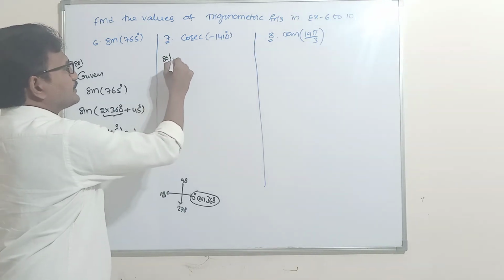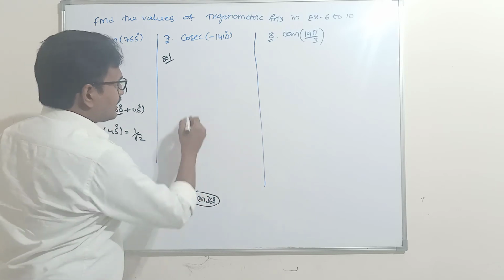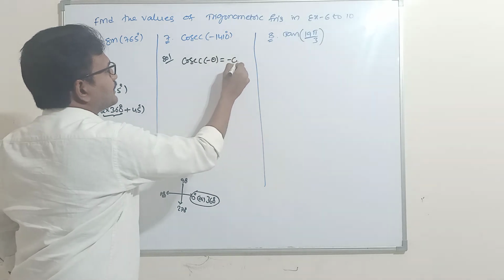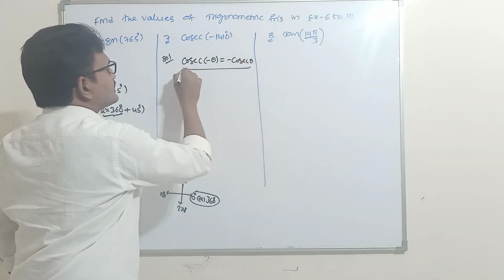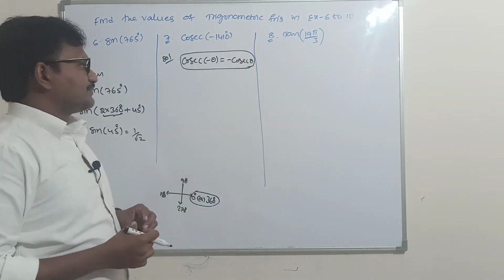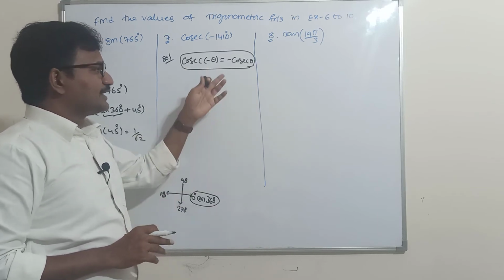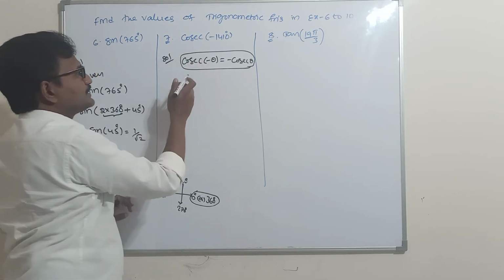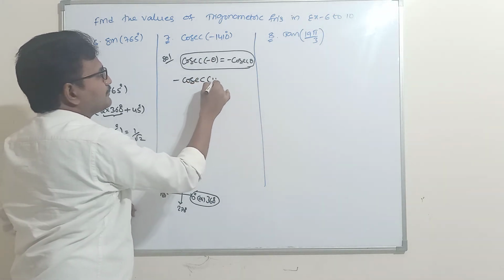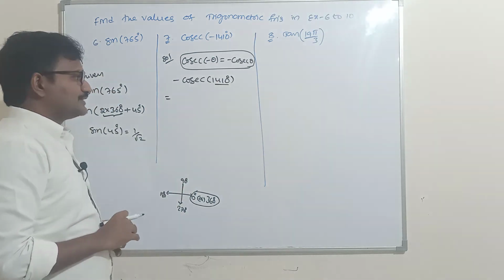Similarly, second question, cosecant of minus 1410. Already I told you that cosecant of minus theta is minus cosec theta. This I already explained in the all silver teacups concept video. So cosecant of minus 1410 means minus of cosecant 1410 degrees.